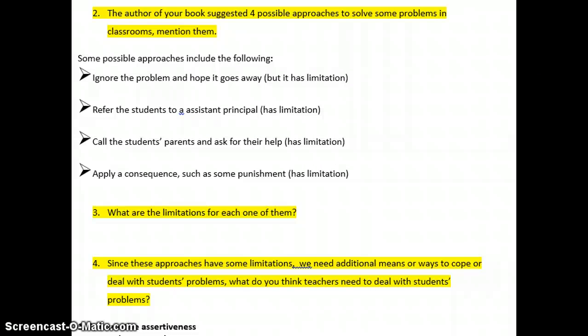2. The author of your book suggests 4 possible approaches to solve some problems in your classroom. Mention them. Some possible approaches include the following: ignore the problem and hope it goes away, has limitations. Refer the students to the assistant principal, has its limitations. Call the students' parents to ask for their help, has limitations. Apply a consequence such as a punishment, has limitations.